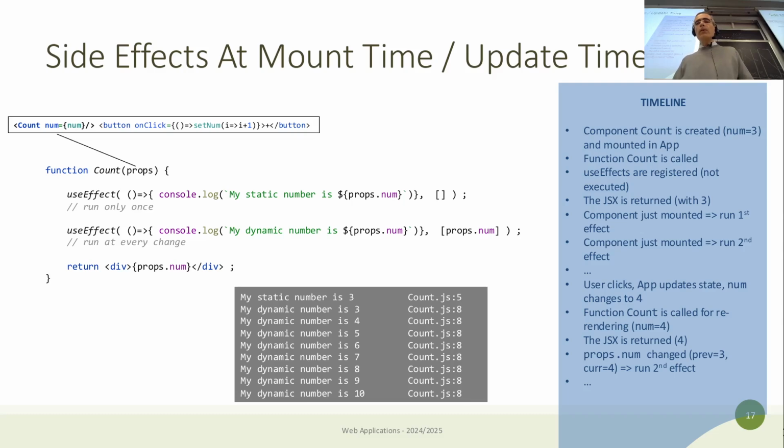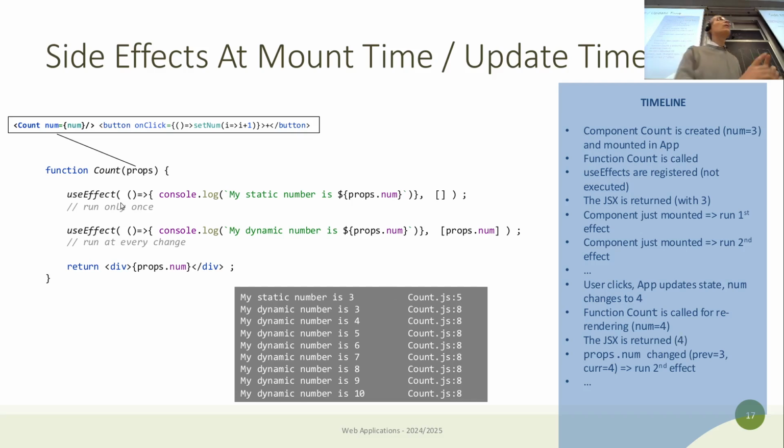So the app updates the state value, and num becomes 4. Num is passed as a prop to this component, so React understands that there's a difference in the props for this component. It runs the code of Count again, so the function Count is called for re-rendering. The useEffects are called again, so they register the same callback, and the JSX is returned with the value 4.